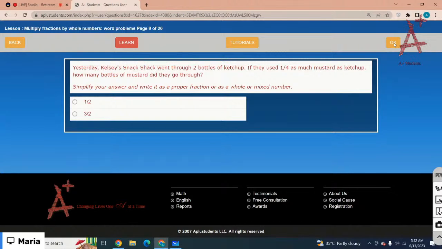How 3 by 2? Where is 3? It would be 2 over 4 and you can write it as 1 over 2.